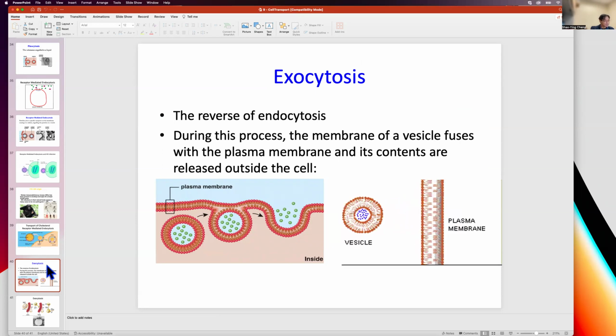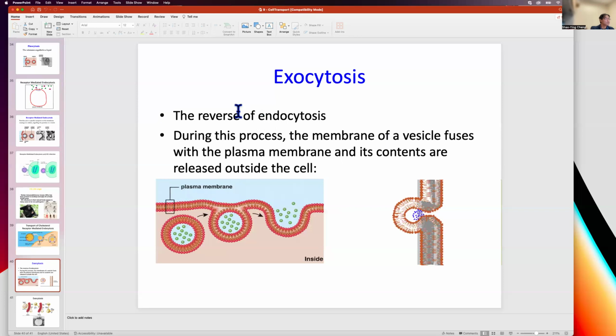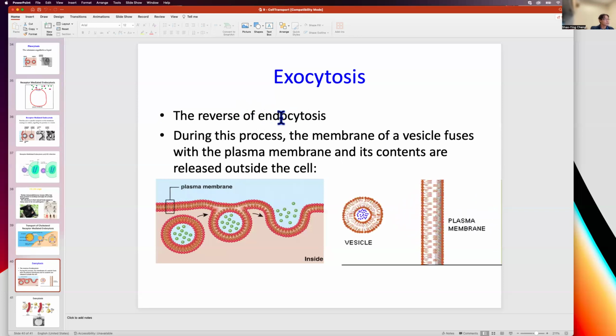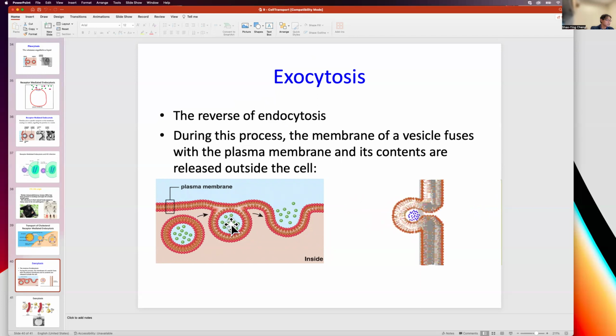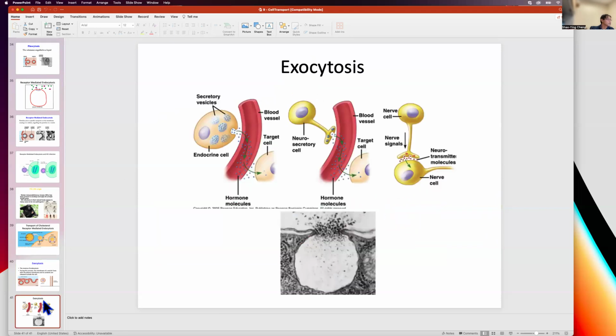And the last one is exocytosis. Exocytosis is the reverse of endocytosis. Endocytosis is moving in. Exocytosis is moving out. So this time you have a vesicle and it gradually moves out. The particles inside the vesicle will be released. Like endocrine cells, your endocrine cells release hormones, and your neurons, the cells in your brain, release neurotransmitters. They use the exocytosis process, so they can release those peptide hormones.